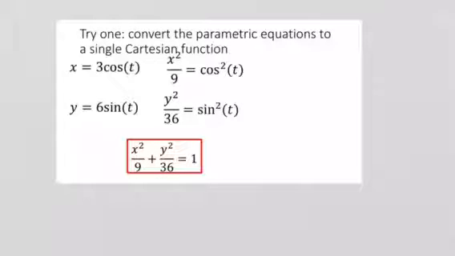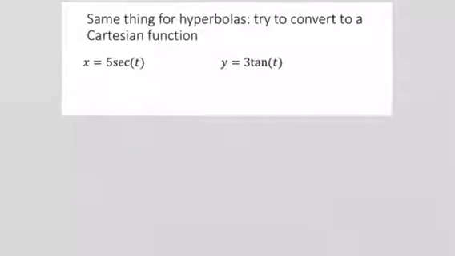When we left off, we were talking about how to convert an ellipse in parametric form to Cartesian form, and we defined Cartesian form as just having an x and a y that depend on each other, as opposed to x and y both depending on a third variable t. So we're going to do that same thing with a hyperbola now. So we have x equals 5 secant t, y equals 3 tangent t.